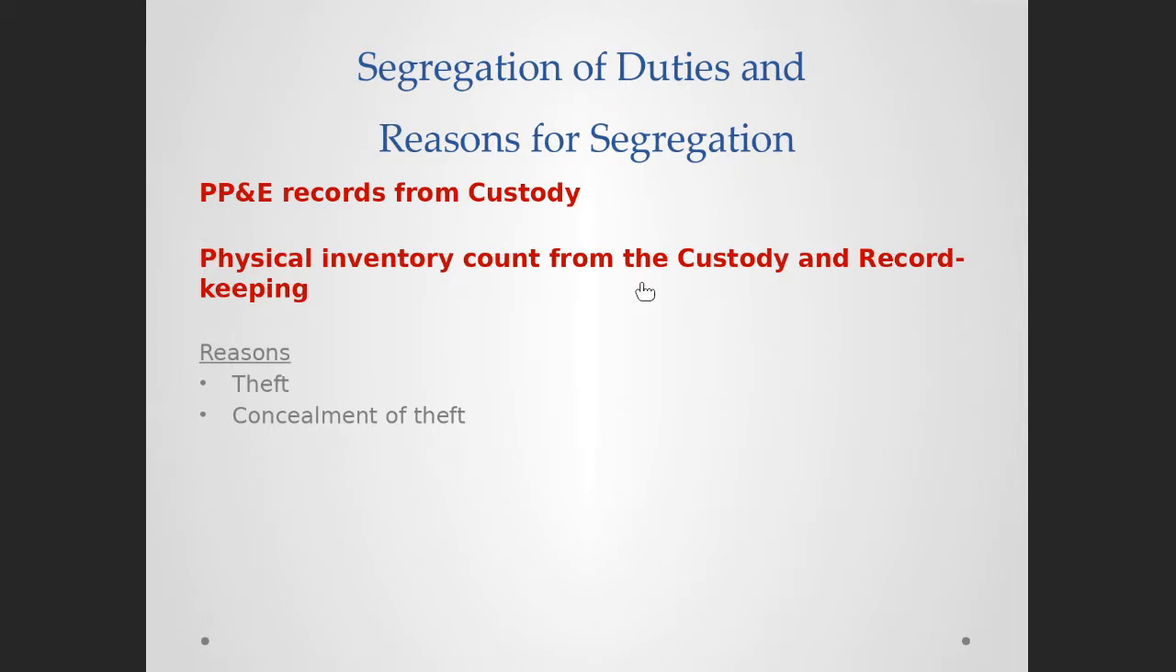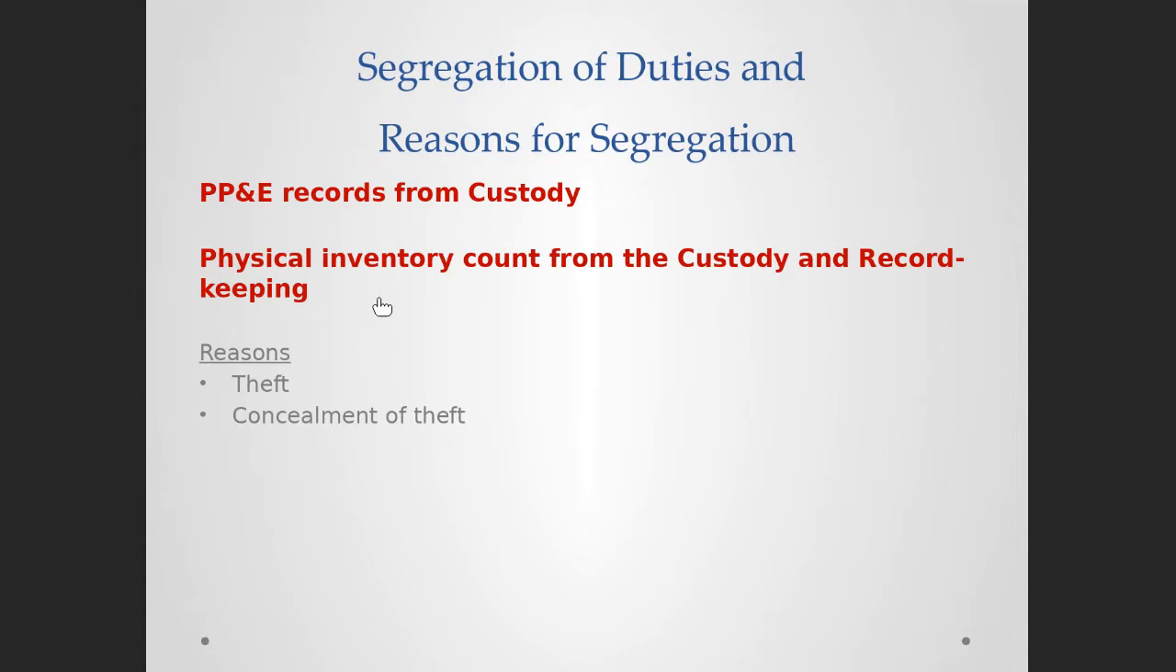Also, the physical inventory count is separated from the custody and the record keeping. Every year, for every company, there is at least one physical inventory count where every single asset is physically counted. And if there was a theft or concealment of theft, it was stolen and somebody tried to hide the theft, the physical counting will not find that asset while it's in the records.